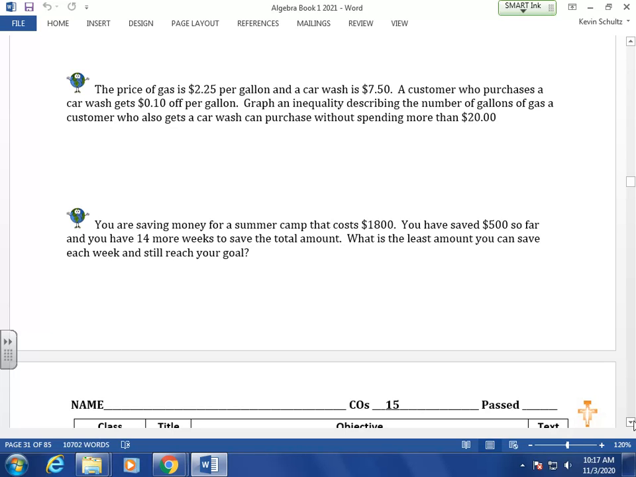Second one, you are saving money for a summer camp that costs $1,800. You've saved $500 so far, and you have 14 more weeks to save the total amount. What is the least amount you can save each week and still reach your goal? We're going to pause the video, and I'm going to have you work with just the person sitting next to you at your table. See if you can crack both of these, and then we'll talk about them before we head out.